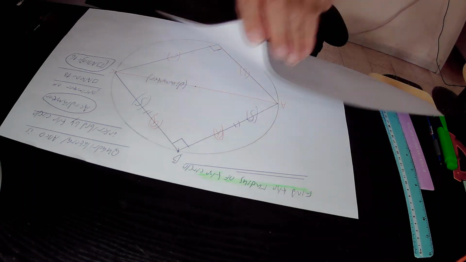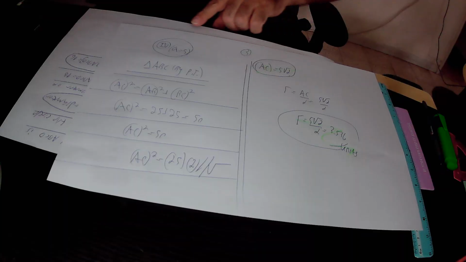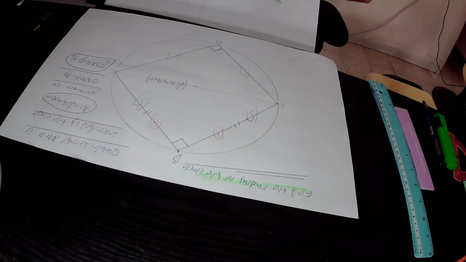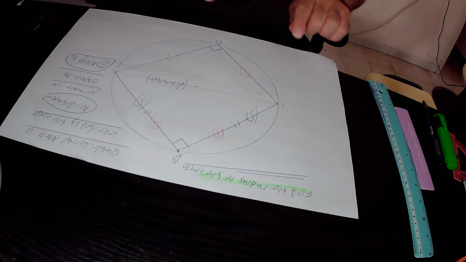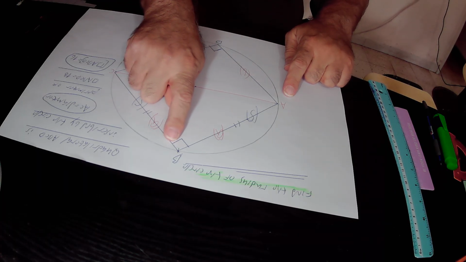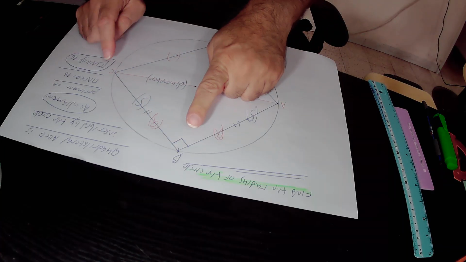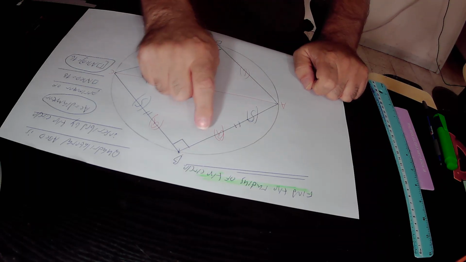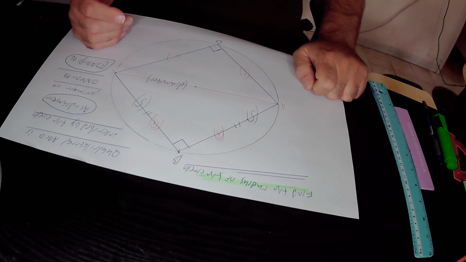And again, we found out that A equals 5 units. This is side AB, which equals A, equals 5. Side BC equals A equals 5, so BC also equals 5. So AB equals BC equals 5. This is actually a right triangle that is also an isosceles triangle.